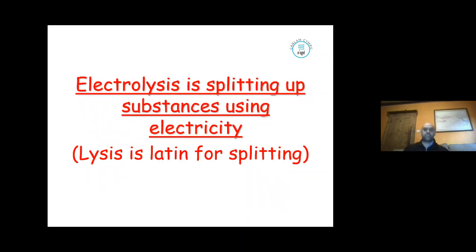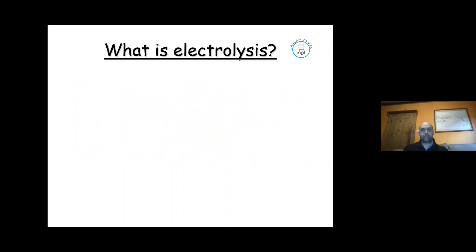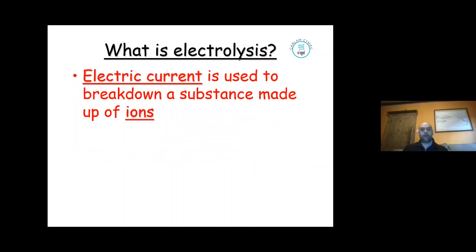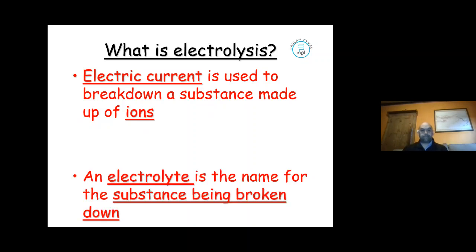So what is electrolysis? Well, obviously it's using electricity to split compounds up into their elements. Lysis is quite a common term in chemistry, and you'll come across it in biology as well. It means to split. If I'm asked what electrolysis is, it's using electric current to break down a substance that's made up of ions. The substance we break up has a name. It's called an electrolyte. So whatever you're doing electrolysis on is called the electrolyte.